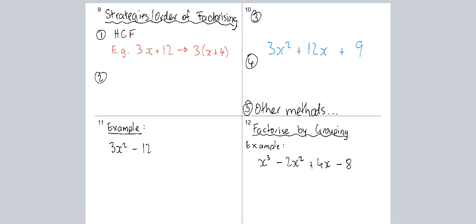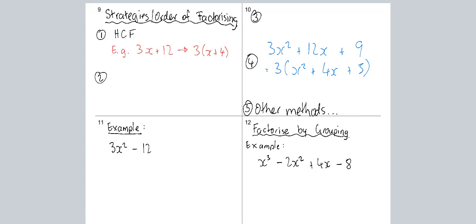Yeah, you've got to HCF it. You absolutely have to HCF it first. So here's the HCF step. HCF, highest common factor. So if I go that, I've got 3 outside the brackets, and x squared plus 4x plus 3. And that's a much easier factorisation to do inside the bracket.